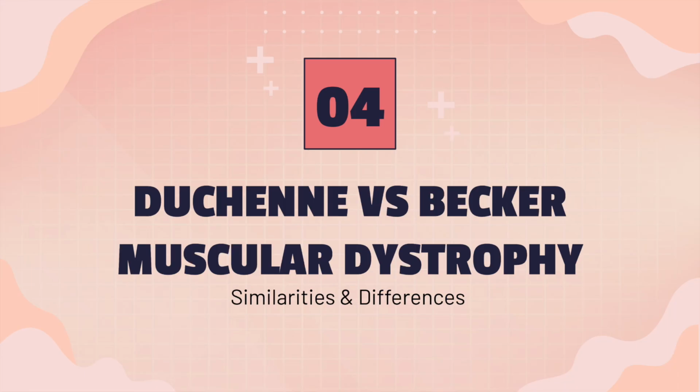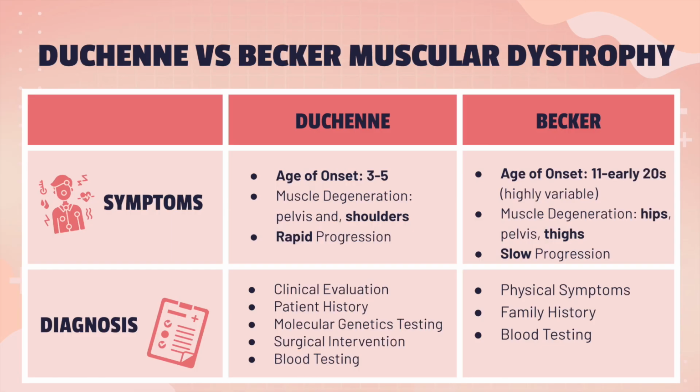Duchenne muscular dystrophy versus Becker muscular dystrophy, the similarities and differences. The symptoms of both Duchenne and Becker muscular dystrophy are extremely similar, however, differences do exist. The age of onset for Duchenne muscular dystrophy is between 3 to 5, whereas for Becker muscular dystrophy, it ranges from 11 to early 20s and is highly variable, meaning that it can even take place later on in life.